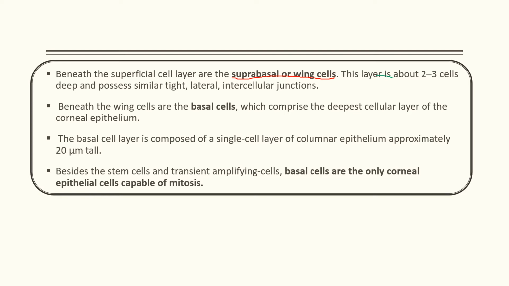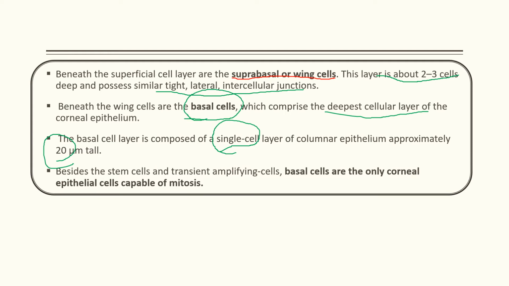And this layer is about 2 to 3 cell layers deep and possesses similar tight lateral intercellular junctions. Now beneath the wing cells are the basal cells. These cells are very important and we need to know something about them. They comprise the deepest cellular layer of the epithelium. This is a single cell layer. Keep in mind, this is a single cell layer of columnar epithelium, which is approximately 20 micrometers tall.